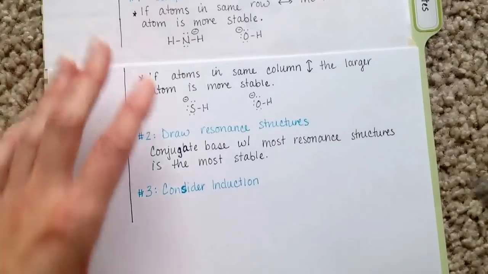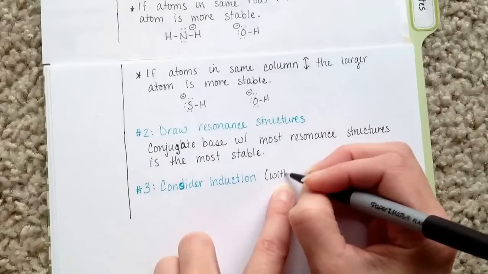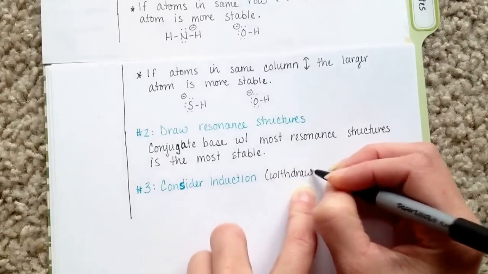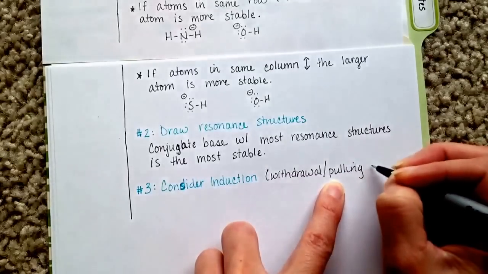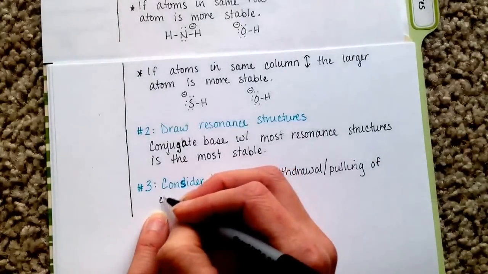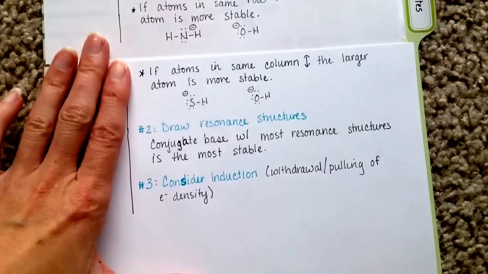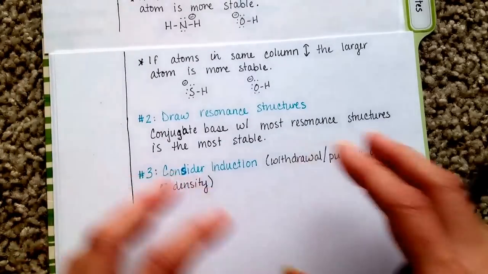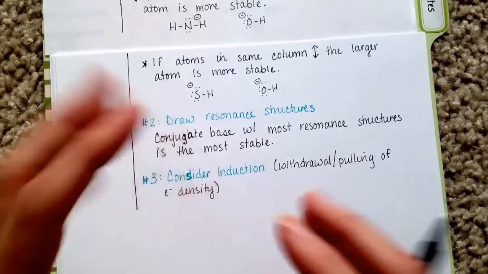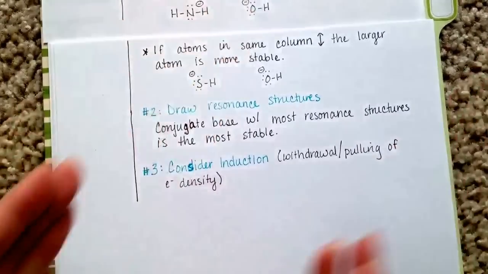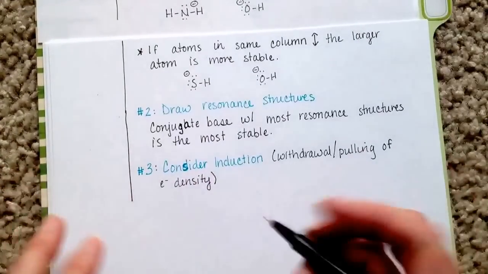Induction is really similar to delocalization. It is the withdraw or the pulling of electron density. This comes from having electronegative atoms that are somewhere in the vicinity of the negative formal charge. And those electronegative atoms, because of their electronegativity, are going to pull on the electron density, and they're going to delocalize it in their direction and spread it out. And this is a good thing.